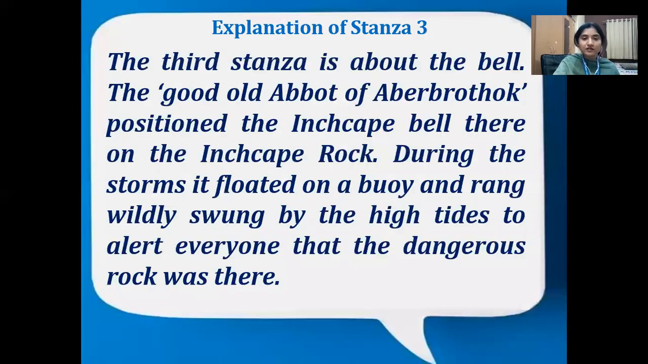The third stanza is about the bell. The good old abbot of Aberbrothock positioned the Inchcape bell there on the Inchcape rock. During the storms, it floated on a buoy and rang wildly, swung by the high tides, to alert everyone that the dangerous rock was there.